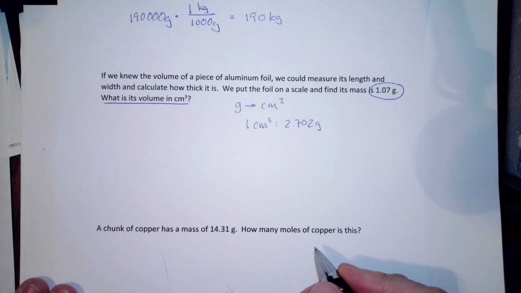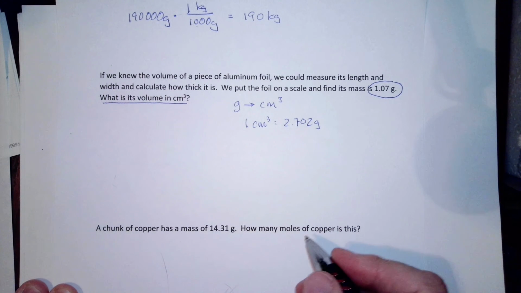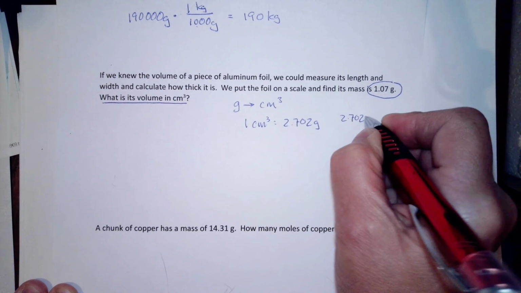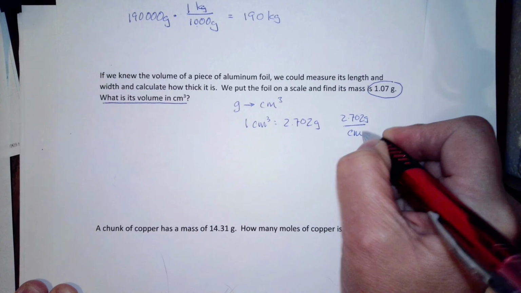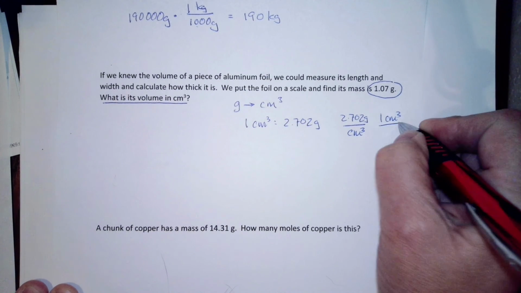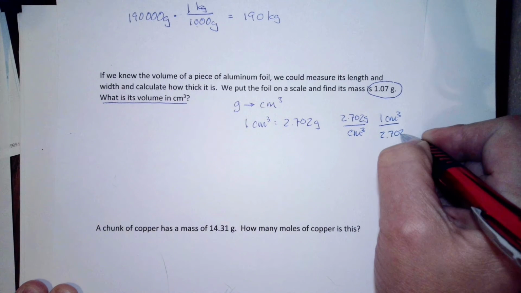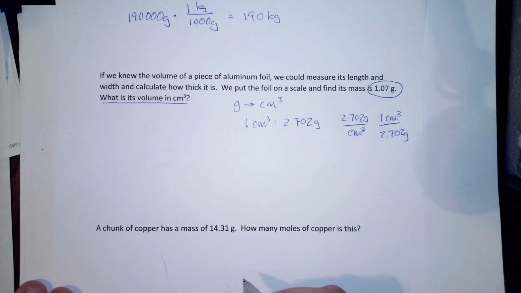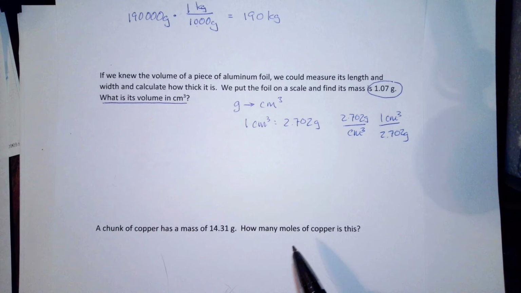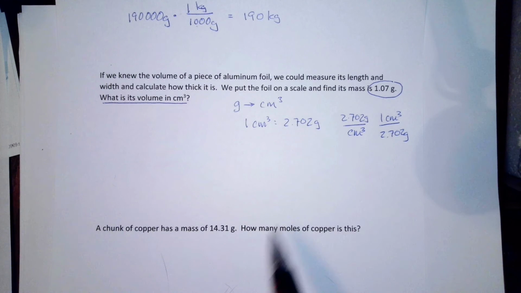And we can make two potential conversion factors out of that. We can say there are 2.702 grams in every centimeter cubed, or we can say that 1 centimeter cubed has a mass of 2.702 grams. Sometimes I see people put these equal. They are both equal to 1, but their equality is not the point. The point is that we're finding two things that could potentially be conversion factors.